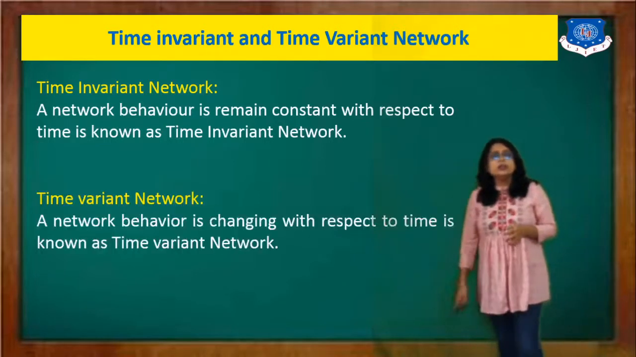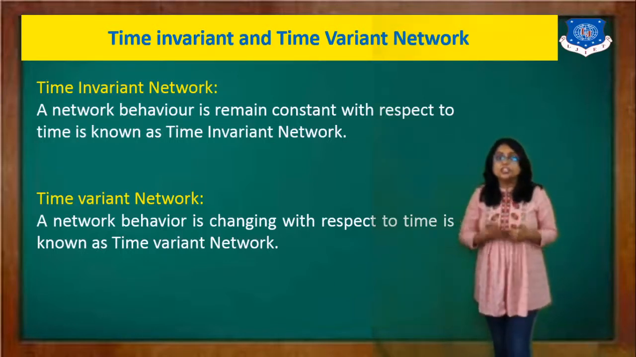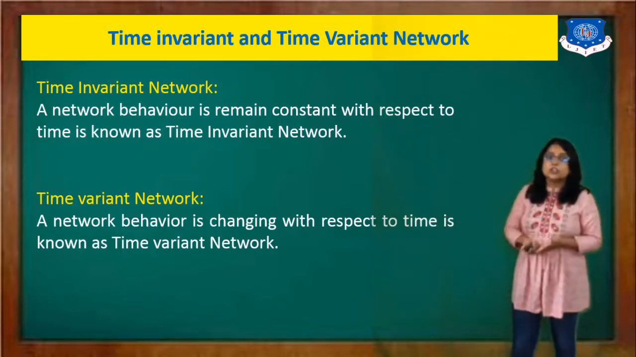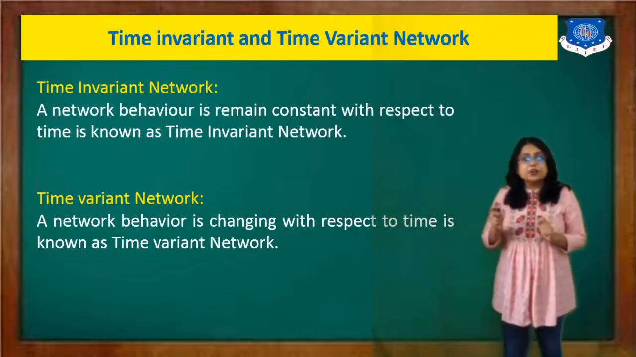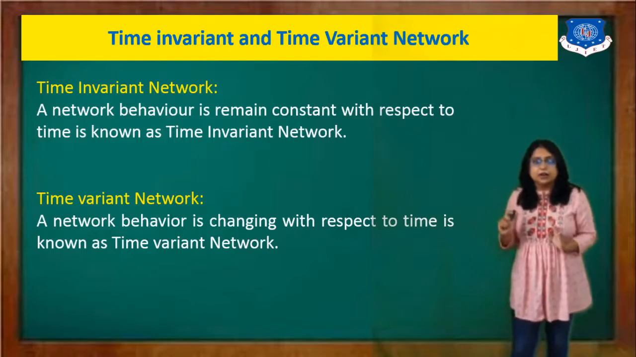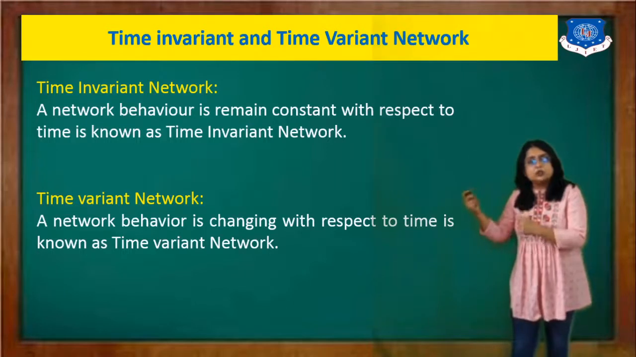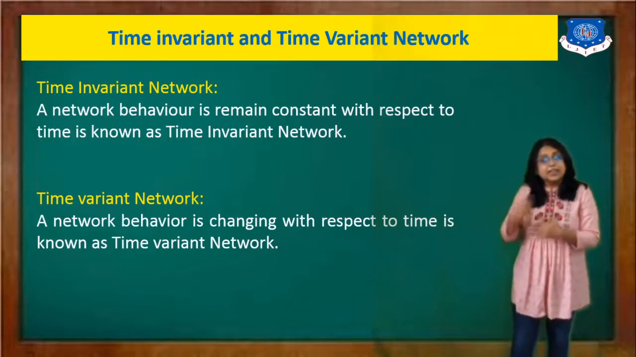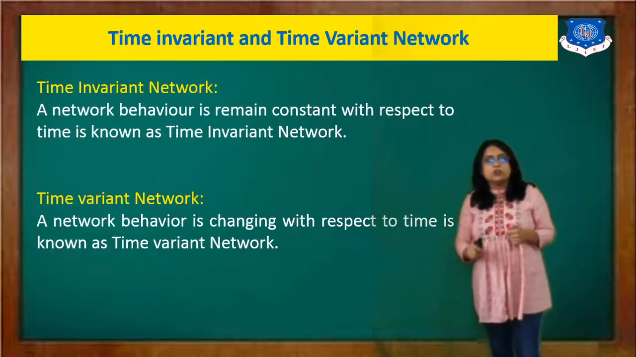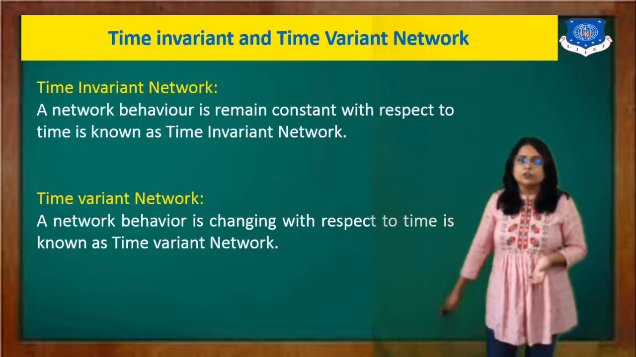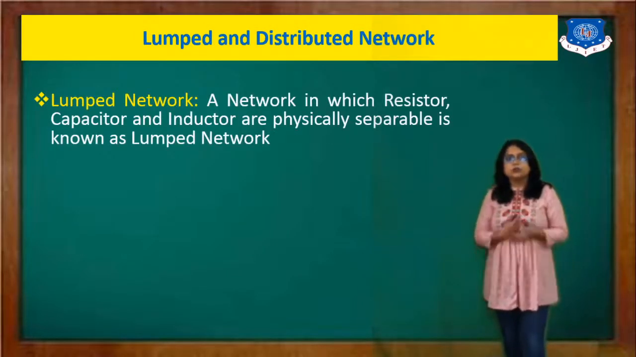Now next is what? It's a time variant network. A network whose behavior changes with respect to time is known as a time variant network. That means for C of t, I have a response that is R, and for C of t plus tau, the response changes from R to R1. That means if time is changed, the response is also changed. Then that is known as a what? Time variant network.